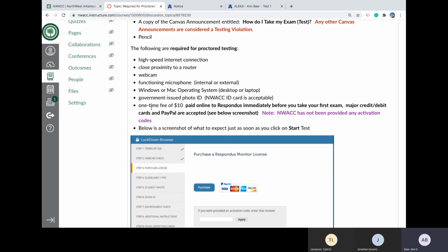One-time fee of $10 paid online to Respondus immediately before you take your first exam. So the MyLab math folks are having to pay more money than the people using Respondus. And actually, I like the Respondus product better. So it's only $10, and I'm happy with that. And you will do that prior to your first exam. So when you take your exam this week, make sure that you've got a credit card or debit card or two available to pay the $10. And you can also use PayPal.